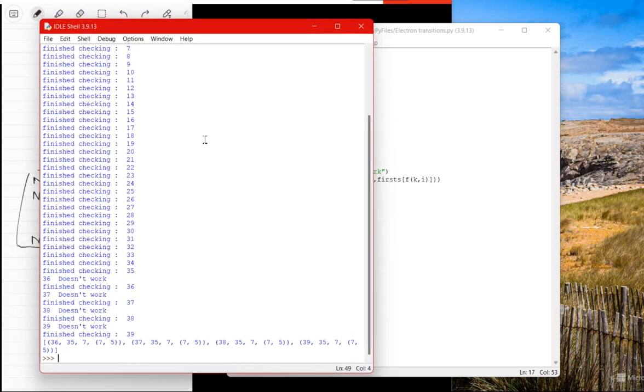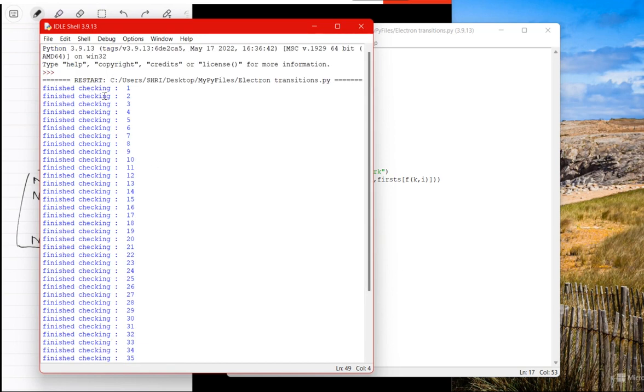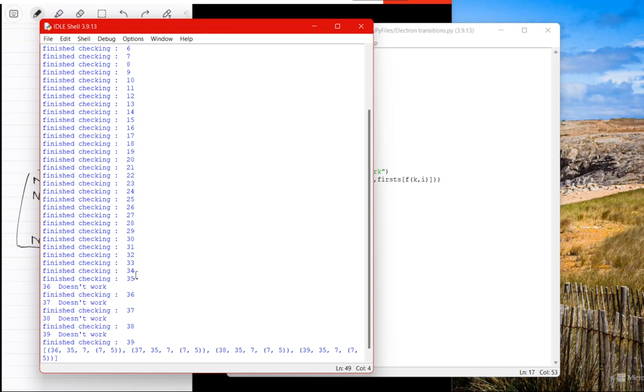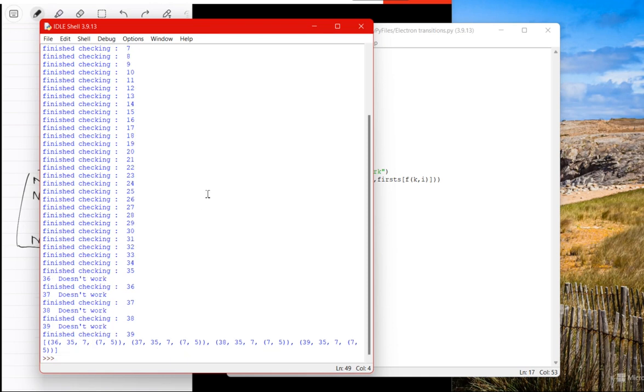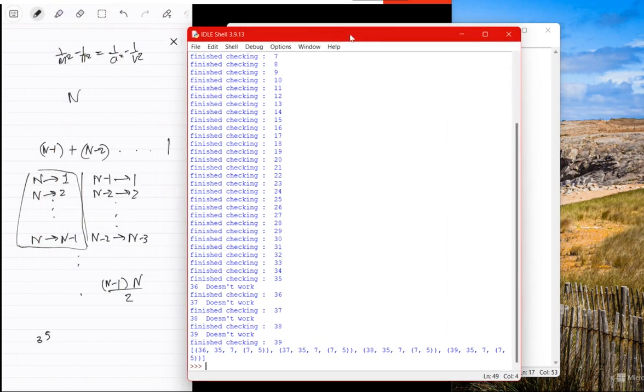Okay, so let's see. It finished checking. It checked 1, 2, 3, and so on, and throughout these numbers it didn't even get a fault. So it works fine till the 35th, and the 36th N value, that's the first time you will get a fault. And the fault is this thing. So N is 36, that's when you get the fault, and your transition is 35 to 7. So 35 to 7.